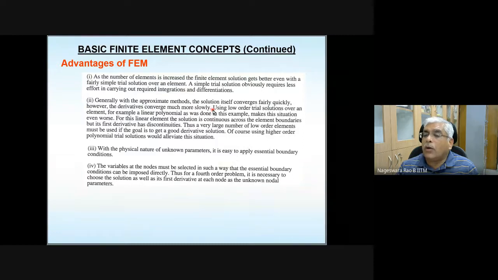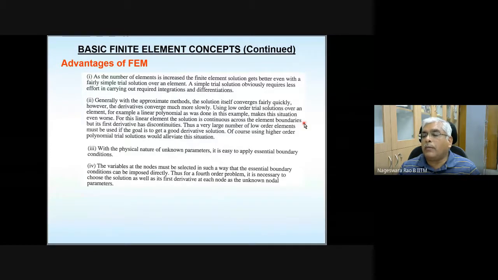And when you are using lower order trial solution, this becomes even worse. Using lower order trial solution over an element, for example, a linear polynomial, as was done in the previous example, makes this situation even worse. For this linear element, the solution is continuous over element boundaries, but its first derivative has discontinuities. I hope you are able to understand this statement, because we discussed enough on it.